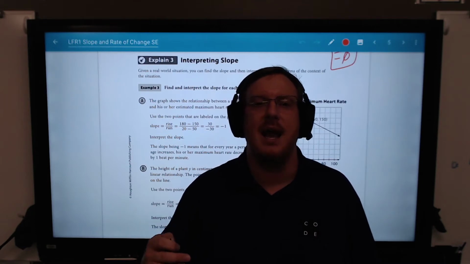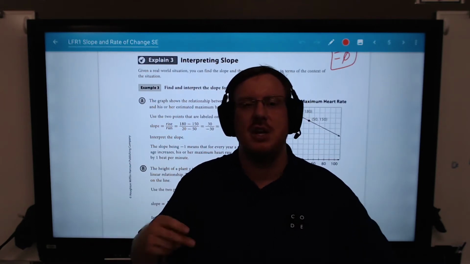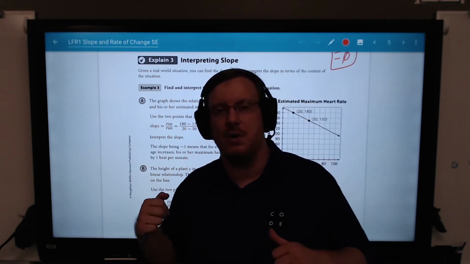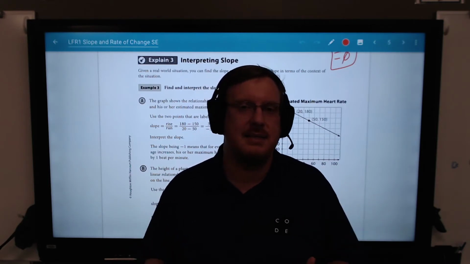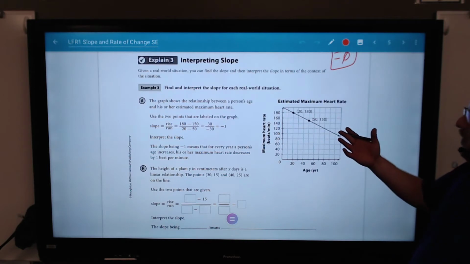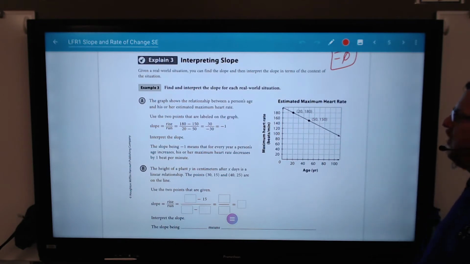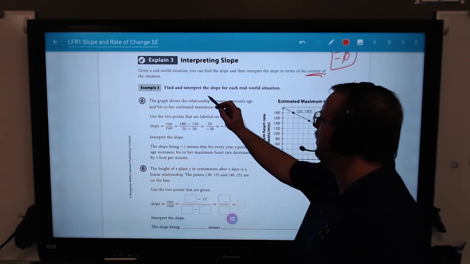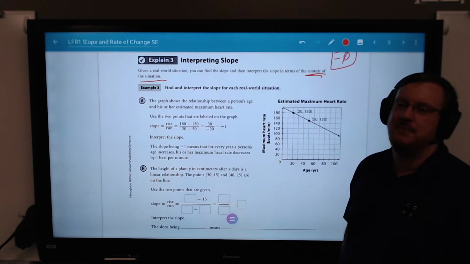What does it mean? How do you take a graph that's not just numbers, take something real world, apply it and make it make sense? So let's talk about that one. Explain 3, interpreting slope. Given a real world situation, you can find the slope and then interpret the slope in terms of the context of the situation. What does it mean? That's what we're looking to do.